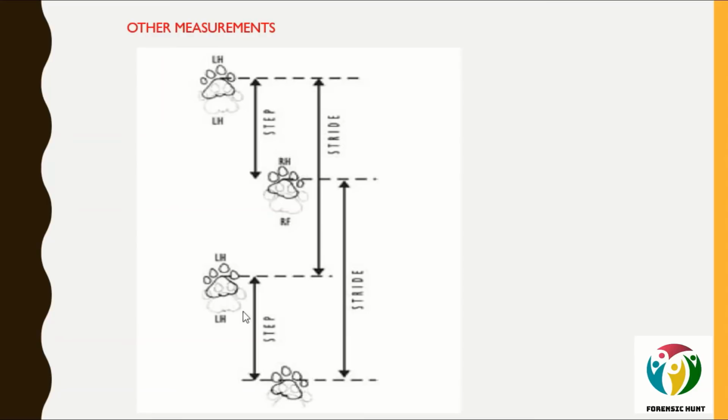The other measurement is the step length. The step length is the distance between the successive left and right pug marks that gives the length of a step. And just remember one thing, that the stride is always equal to twice the length of a step. The third measurement is the straddle.